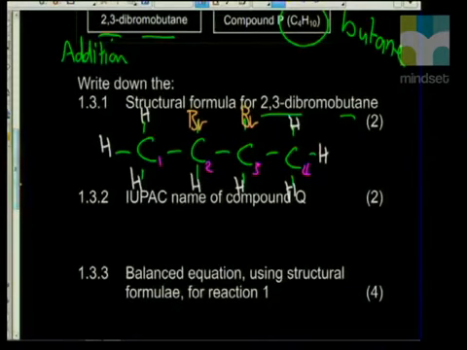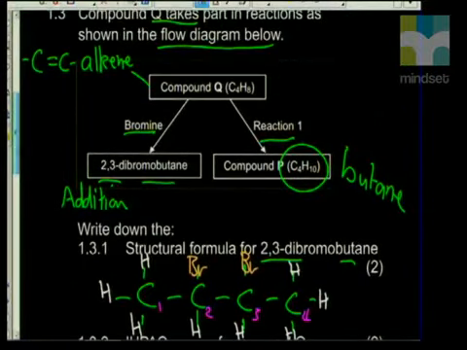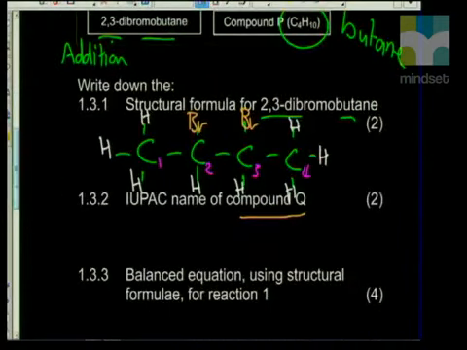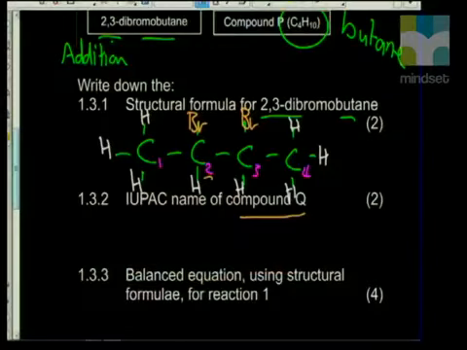Now, the next part, at least, we've already done because we were asked to identify compound Q. I beg your pardon, we haven't done it. We simply know that it was an alkene. But we haven't identified its actual name. What we do know is the double bond was between carbon number 2 and carbon number 3, because that's where the bromines went in.